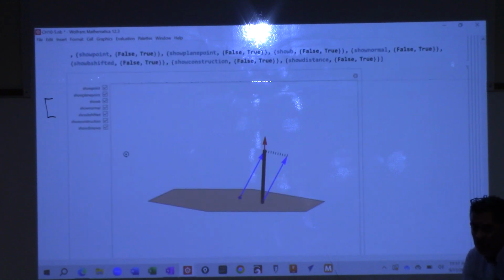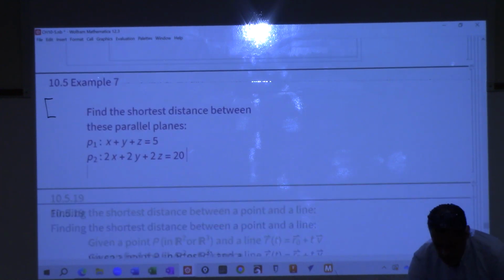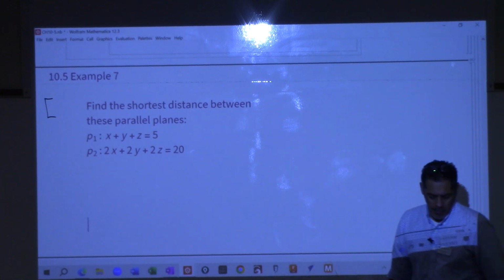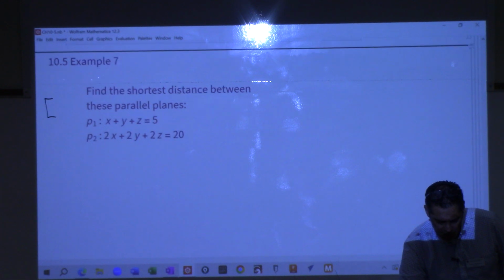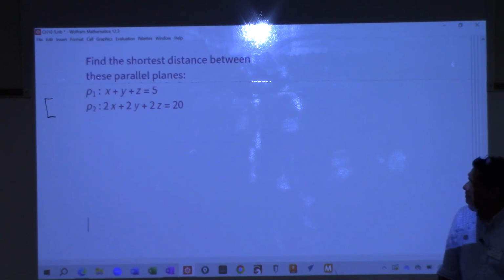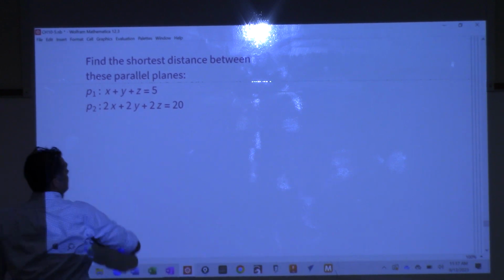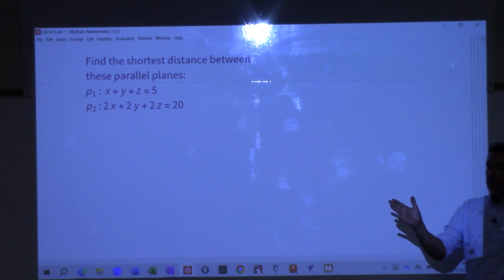Geometrically, does it make sense what we're doing? Kind of? Let's do an example. Find the shortest distance between these parallel planes. Well, I just gave you a formula on how to get the shortest distance between a point and a plane, right? This is asking for the shortest distance between two parallel planes.